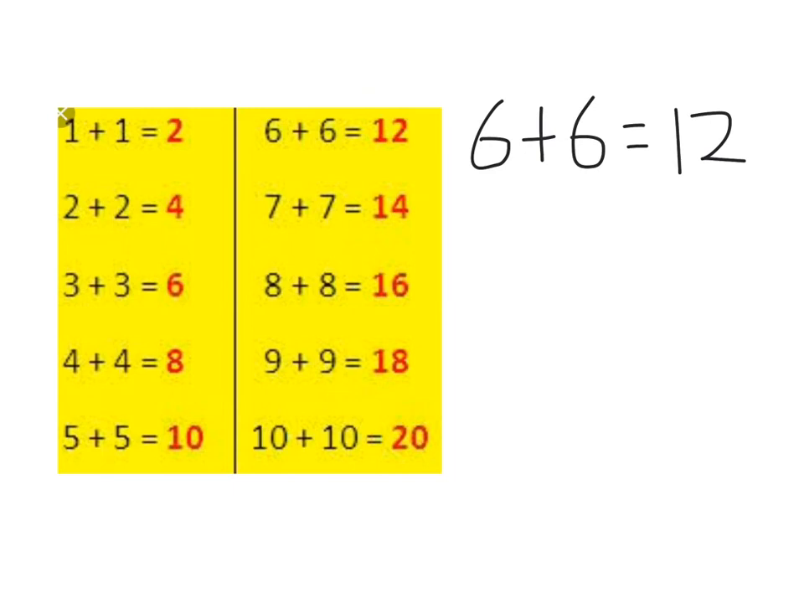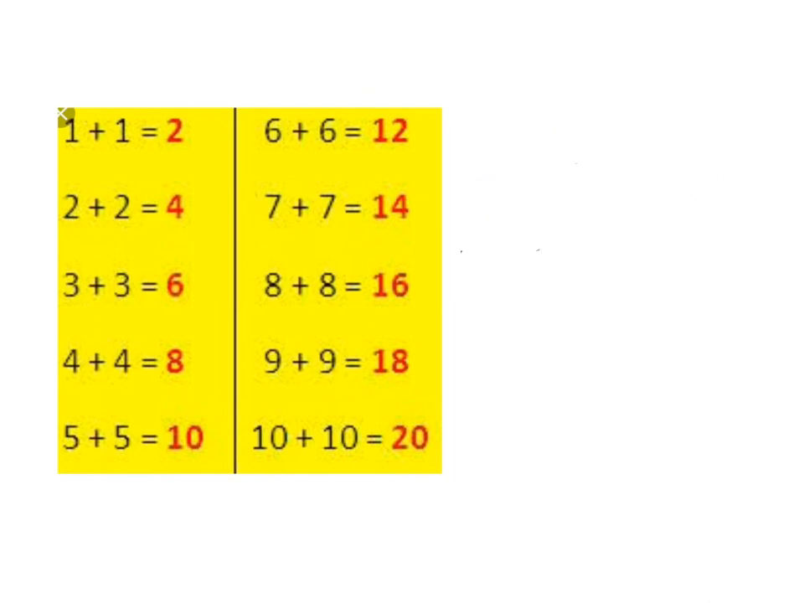So if I know that 6 plus 6 equals 12, I can use that to help me work out a question like 6 plus 7, because 6 plus 7 is very close to 6 plus 6. So if 6 plus 6 equals 12, then 6 plus 7 must equal 13, because that 7 is only one more than the 6, so my answer is going to be one more than the 12.